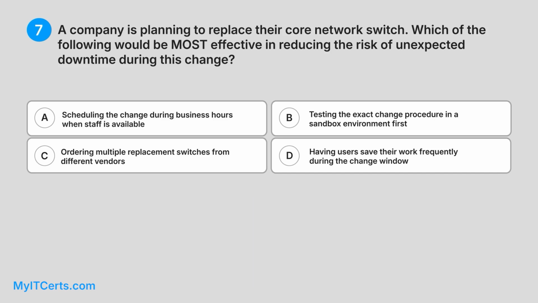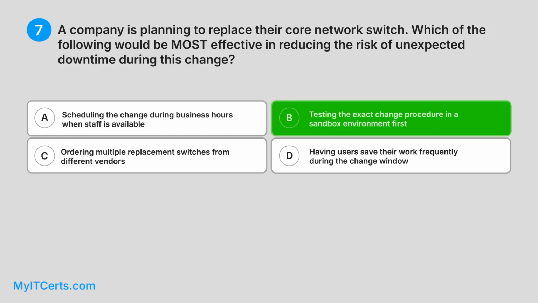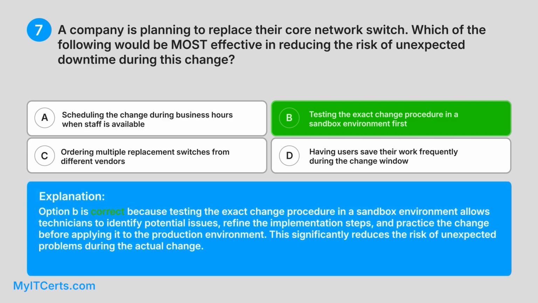Correct answer, B. Testing the exact change procedure in a sandbox environment first. Explanation. Option B is correct because testing the exact change procedure in a sandbox environment allows technicians to identify potential issues, refine the implementation steps, and practice the change before applying it to the production environment. This significantly reduces the risk of unexpected problems during the actual change.